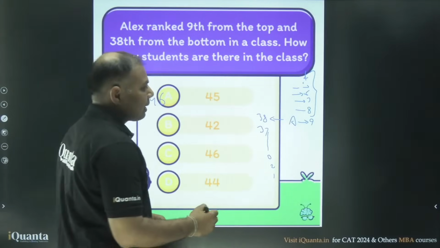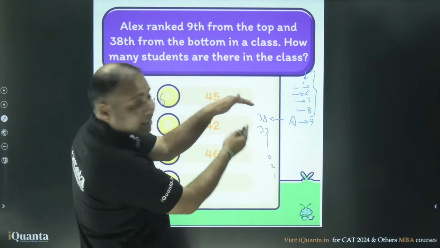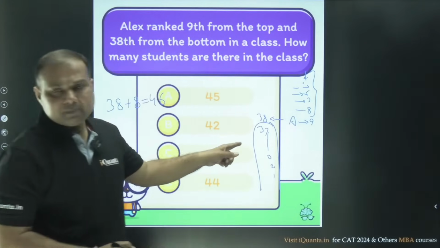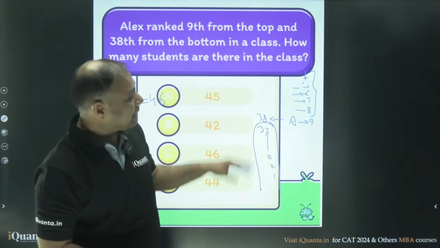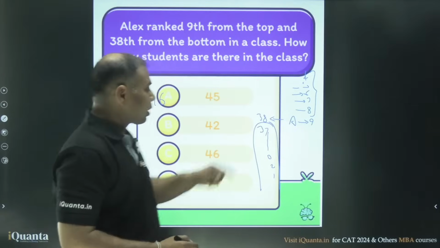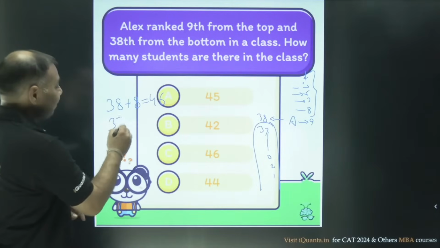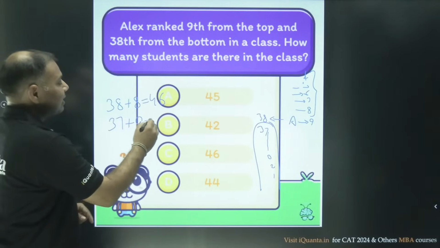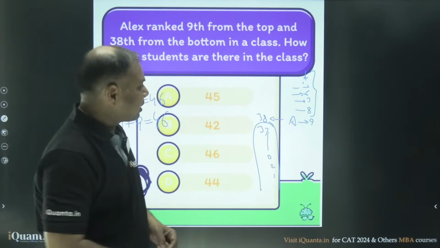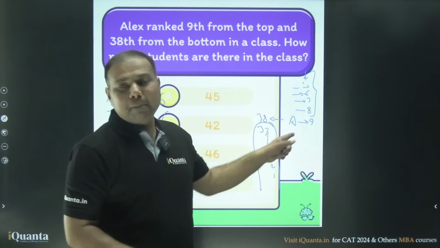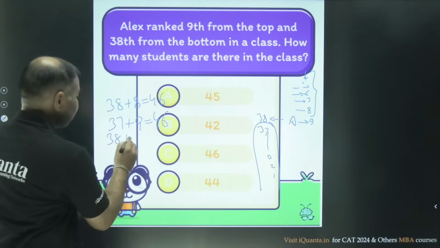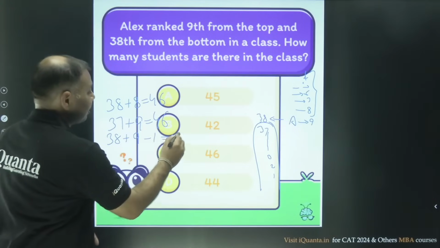Otherwise, I could have said it like this also: how many people are behind Alex? 37, isn't it? There are 37 persons behind Alex, or Alex was at the 9th position from top. So total students are 37 plus 9, which is again the same, 46. And another way of thinking, as we have already discussed, just 38 plus 9 minus 1. Right? So 38 plus 9 minus 1, that is 46.